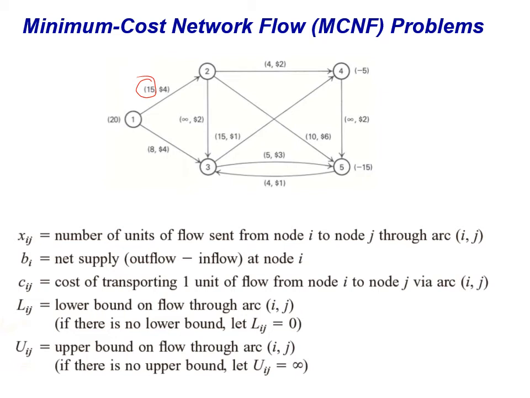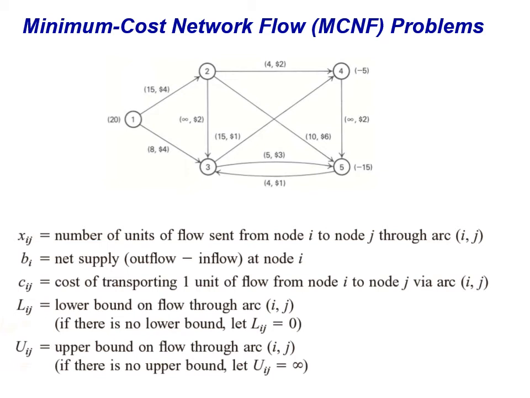In some cases, we have both a lower capacity and an upper capacity. We represent the lower capacity with Lij and the upper capacity with Uij. For example, if it is between 5 and 50, it says that you have to send at least 5 units, it cannot be less than 5, and you can send at most 50 units, so it cannot be more than 50. So we may have such capacity restrictions on the arcs.